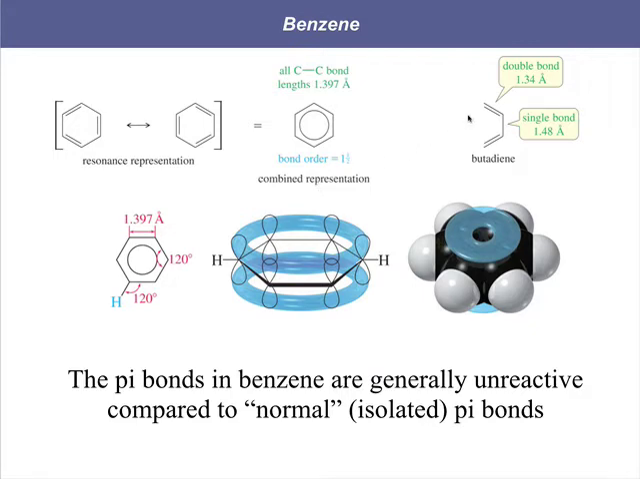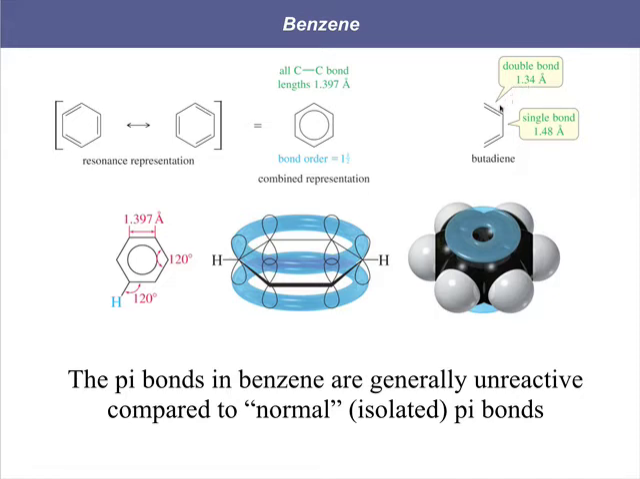Now, in 1,3-butadiene, a double bond would be 1.34 angstroms, and a single bond would be about 1.48 angstroms. These are not pure double bond lengths. Remember that a regular carbon single bond was about 1.54 angstroms. A regular carbon double bond is about 1.2 angstroms. So this double bond is a little bit longer than it should be. It's a little bit more single bond like.